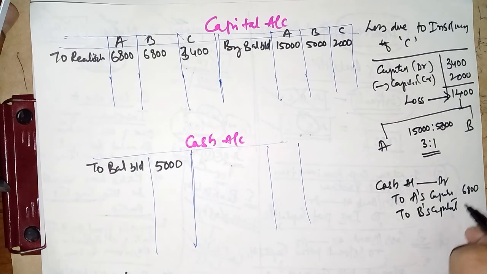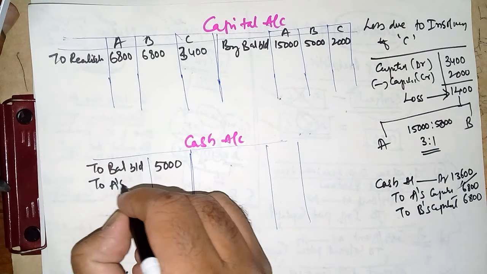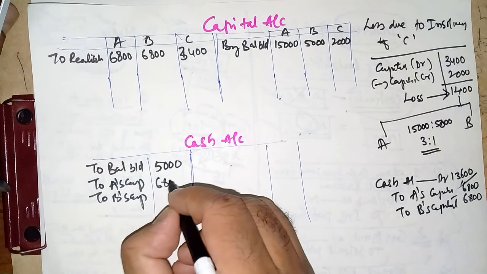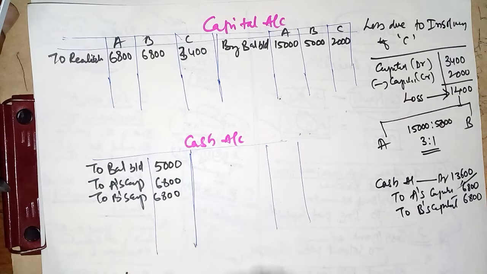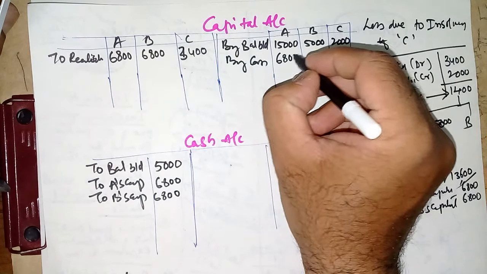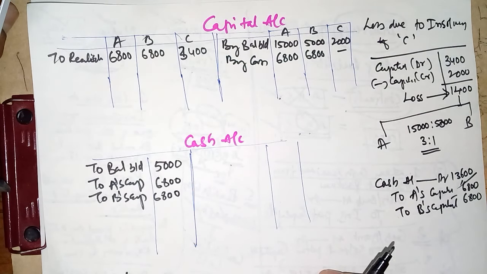That is 6,800, collectively 13,600. So 13,600 they are going to bring. For this we need to pass the entry. In cash account we write to A's capital and to B's capital, that is 6,800 each. Now in capital account we write by cash 6,800. Once this is done, what is the next step?